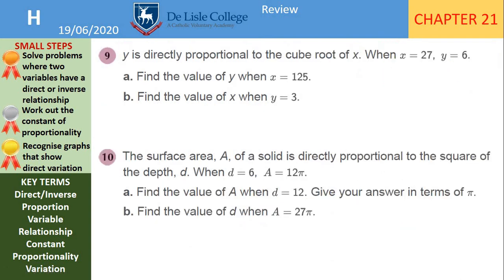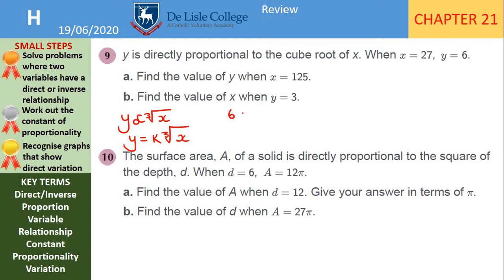Question 9. Y is directly proportional to the cube root of x. So y is directly proportional to the cube root of x. This gives us the formula y equals k times the cube root of x. When x equals 27, y equals 6.